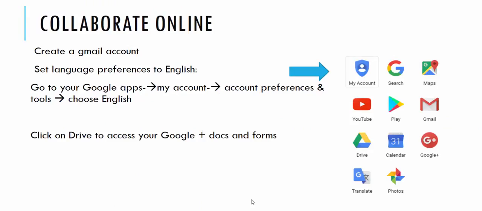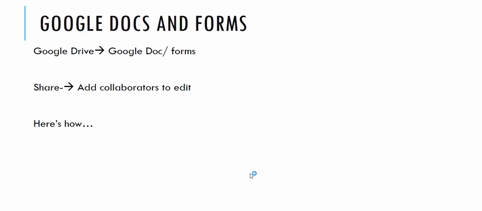First of all, before you start collaborating online, you need to create a Gmail account. So if you don't have one, you need to create one. The second step is to check whether the language preference is set to English. If it's not, then you need to go to your Google Apps, to your account preferences, tools, and then choose English. Then you click on the Drive and you access all of your Google documents, forms, slides, and anything else you need to collaborate on.